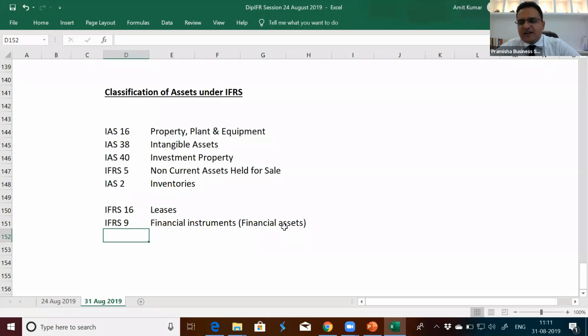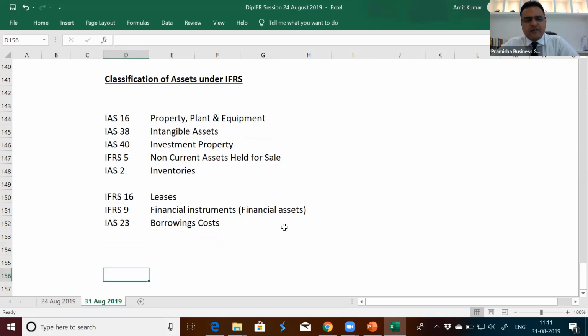Cash and cash equivalent, that is part of your cash flow statement. So that is not an asset which we need to calculate anything. It is a position. We are not calculating anything in it. It is simply a position that this is what exists in the bank or in cash. Got it? Anything else? IAS 23 borrowing costs.